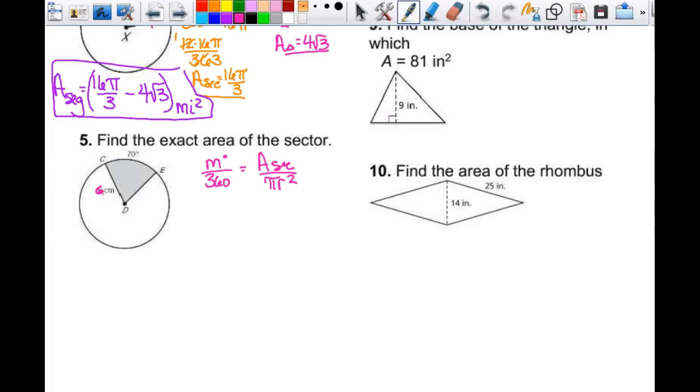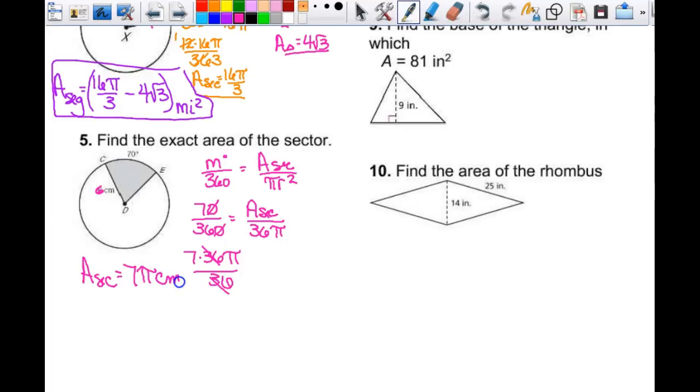So pi r squared, that's going to give me a 36 pi there. The measure of the arc is 70, so it's going to give me 70 over 360. And that's equal to the area of the sector over 36 pi. So the zeros cancel out. That's going to give me 7 times 36 pi over 36. The 36's cancel out, and the area of the sector is equal to 7 pi centimeters squared.